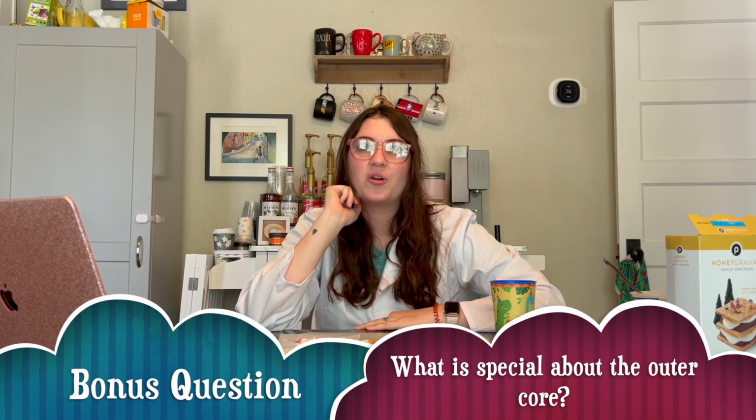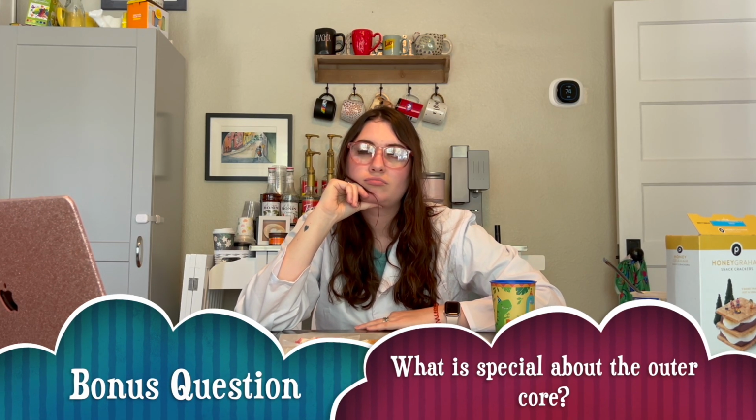What's special about the outer core? So the outer core is the only liquid part of Earth. And then we're going to have the inner core. The inner core is very dense. It's basically a big solid rock made of metal inside of the Earth, and it's the very center of the Earth. Let's go over one more science concept.